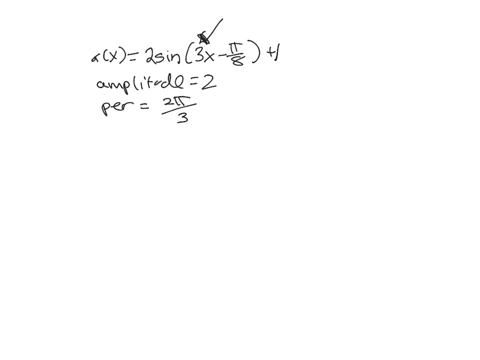How do I find a y-intercept? We'll plug in 0 for x. So my y-intercept, the x value is 0. The y value, if I plug in 0 for x, is 2 sine negative pi over 8 plus 1. And just leave it like that because we do not know what sine of negative pi over 8 is.